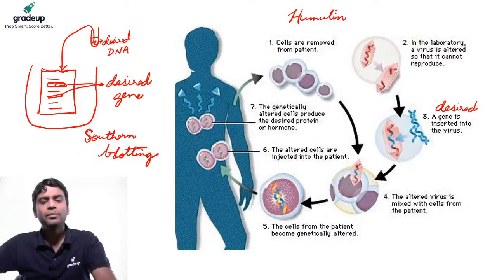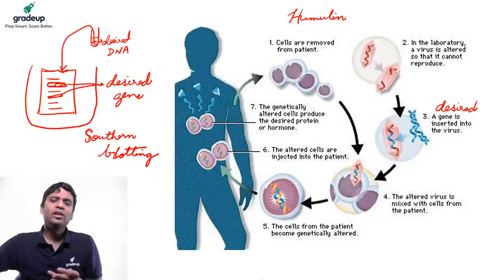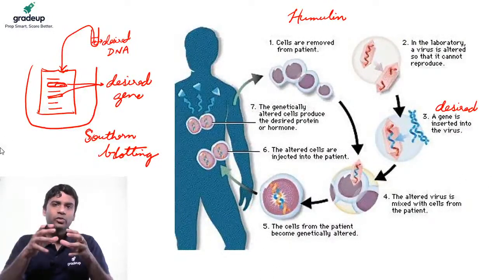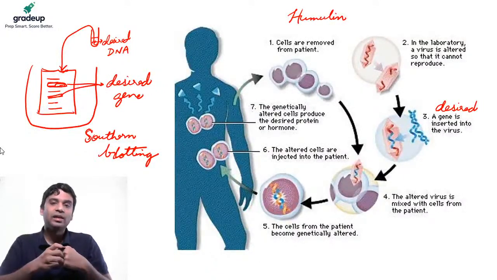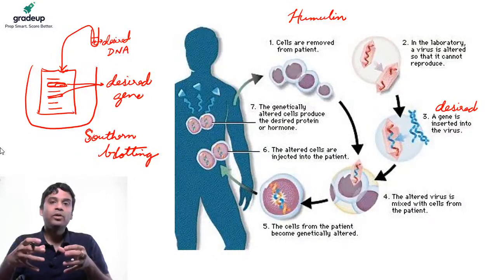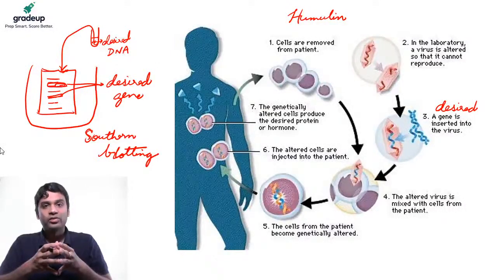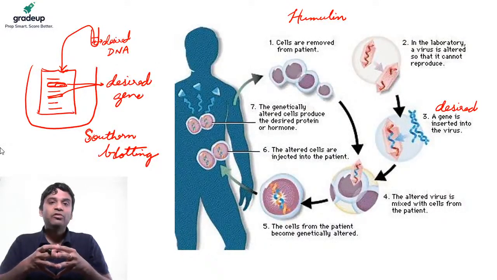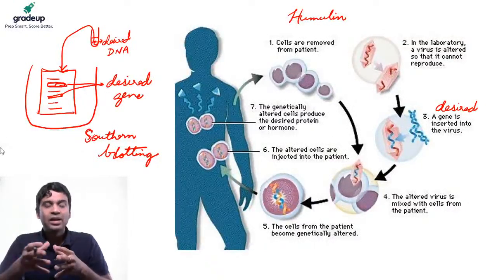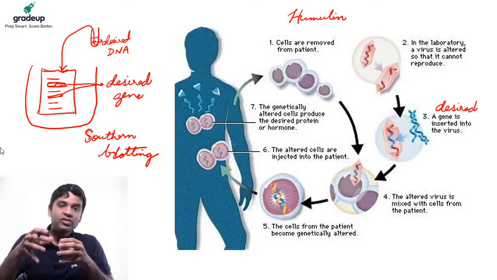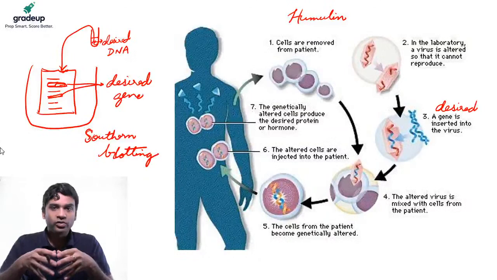Because earlier it was like this. What is basically insulin? Insulin is produced by the beta cells of the islets of Langerhans in the pancreas. Pancreas mein milta hai insulin. And this is important for breaking down the sugars. Okay, insulin. But people who don't have this insulin suffer from diabetes, diabetes mellitus or diabetes type 1. So they need insulin to be produced in their body.